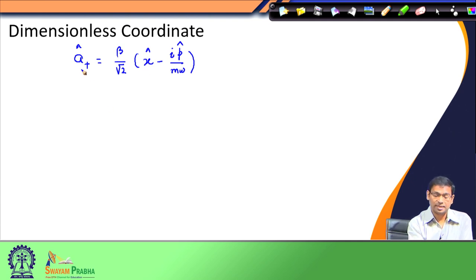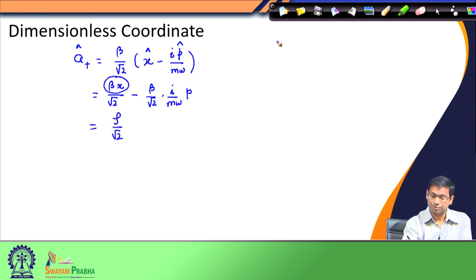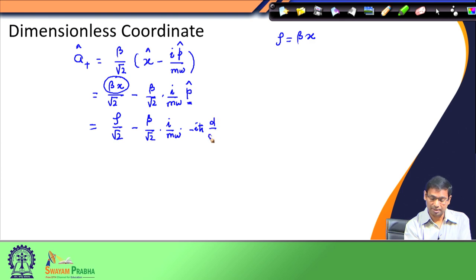Now, we would like to express this a plus, the step operator, in terms of dimensionless coordinate. So, if you remember, we can expand this: beta x divided by root 2 minus beta divided by root 2 i divided by m omega p. If you see beta x, you already identified this is rho by square root 2, because we have defined the dimensionless coordinate rho as beta into x. Minus, I have to do a little work on the second term, i by m omega, and then I define my p operator. This is operator p, which is minus i h bar d by dx.